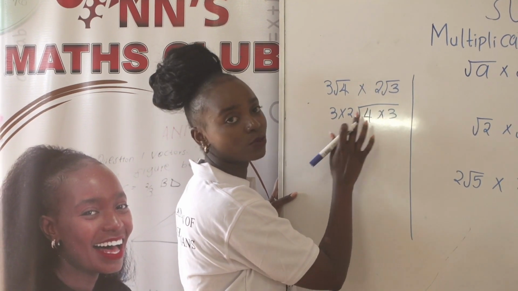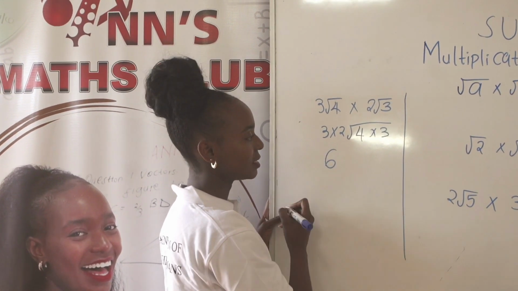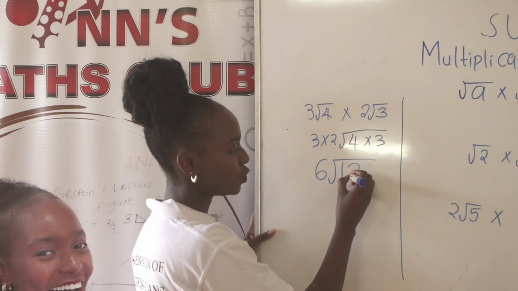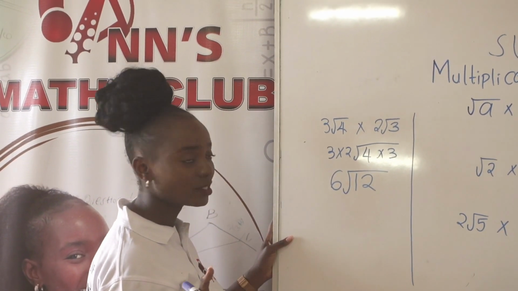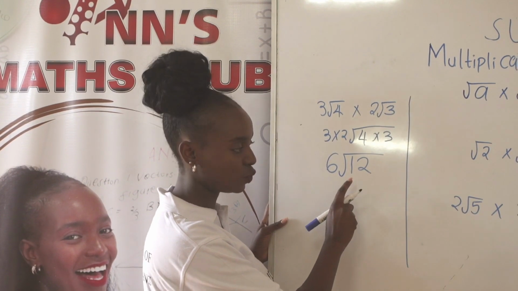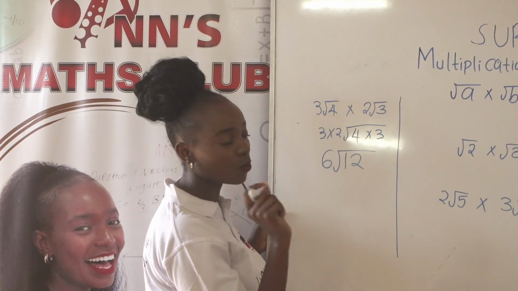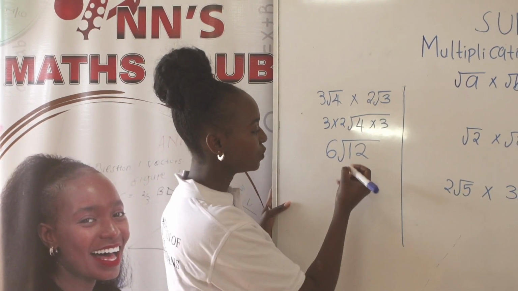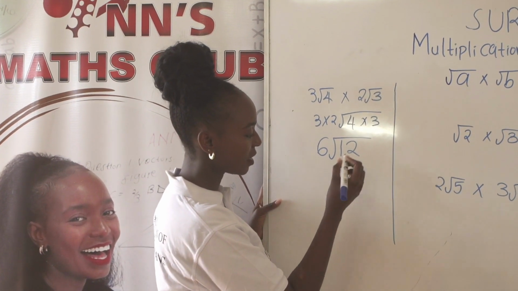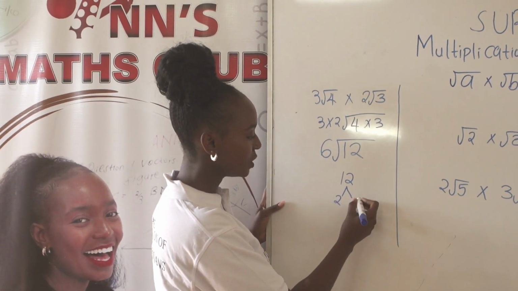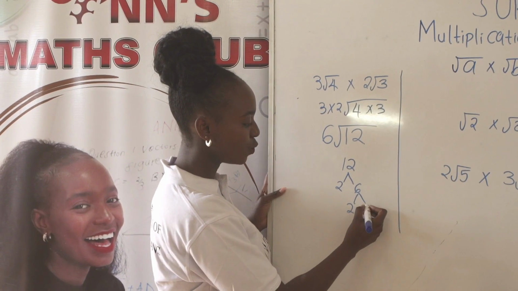So this becomes 3 times 2 is 6, then root 12. Remember, ask yourself, can we simplify 12? Never leave your answer without simplification. So 12, you use the factor method: by 2, 6, by 2, 3.